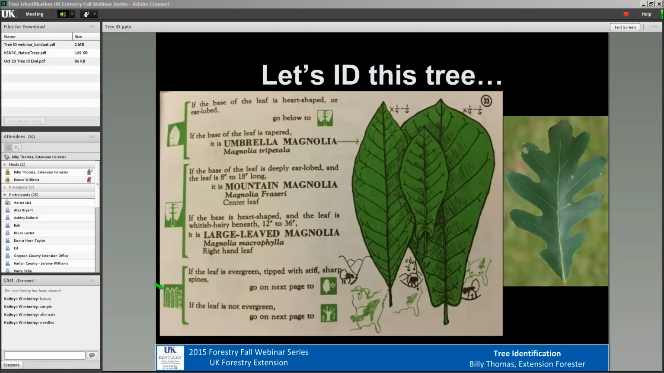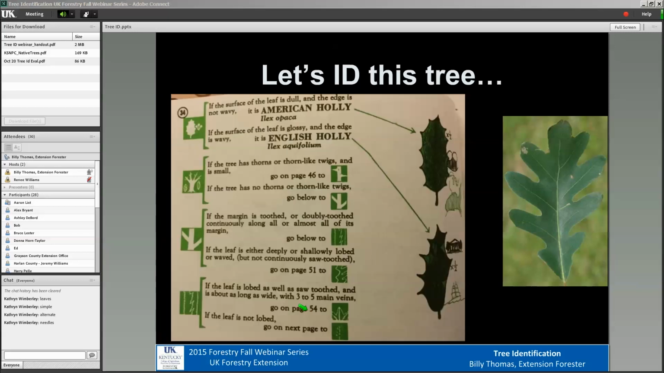And we pick that symbol up here on page 33. If the leaf is evergreen and tipped with stiff, sharp spines, or if the leaf is not evergreen. So this is not an evergreen leaf. The one that would probably be a holly if it did have those sharp tipped spines, but this does not. So we're going to go on to the next page, and we're looking for that symbol. So we'll turn the page, and that brings us to this symbol up here.